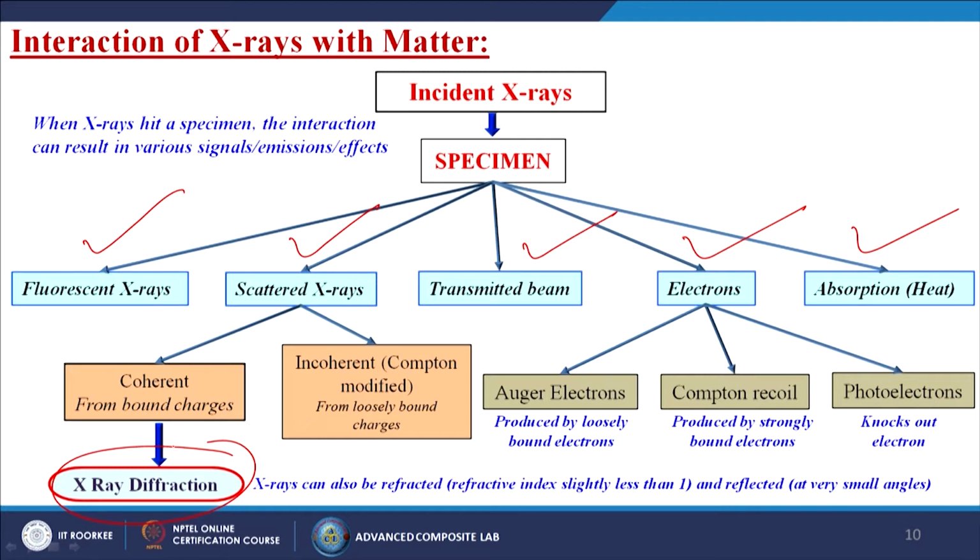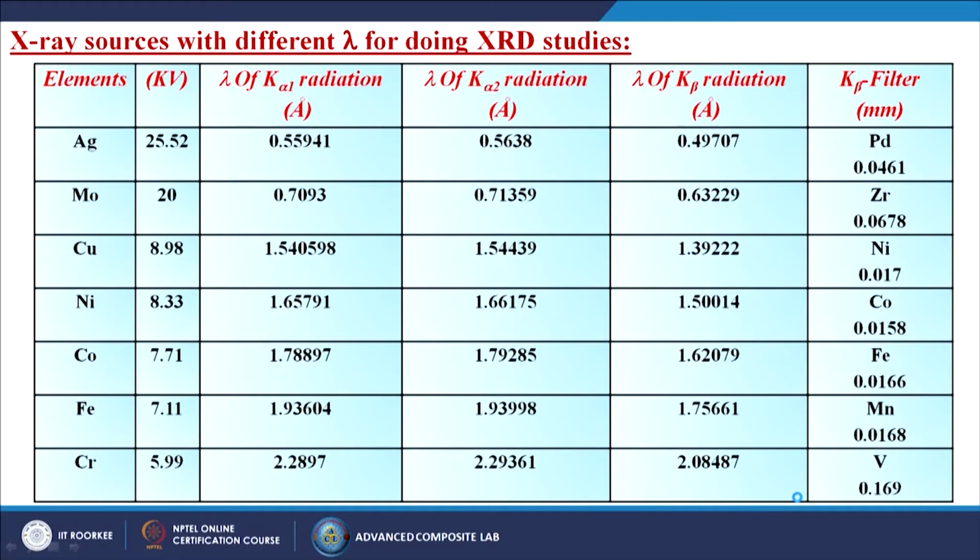And the electrons are also divided into 3 parts. One is the Auger electrons, produced by loosely bound electrons. Another one is the Compton recoil, produced by strongly bound electrons. Another one is the photoelectrons, which are nothing but knocked-out electrons. Generally, X-rays also have a refractive index slightly less than 1 and are reflected at very small angles. Now, we are going to discuss the different X-ray sources with different lambda for doing XRD studies.